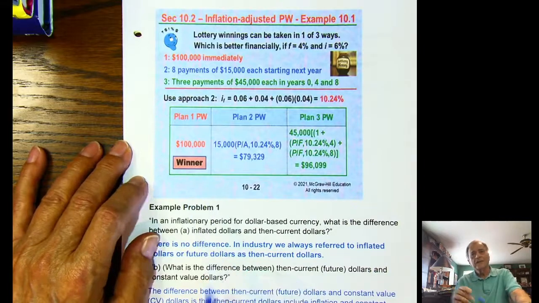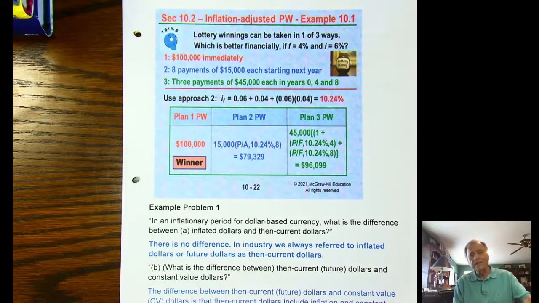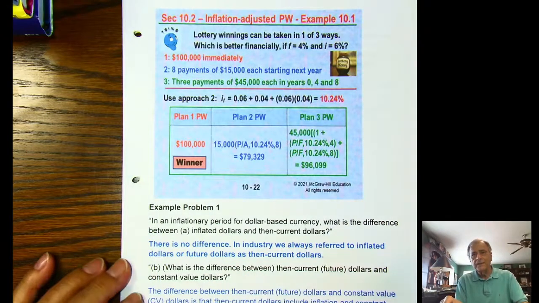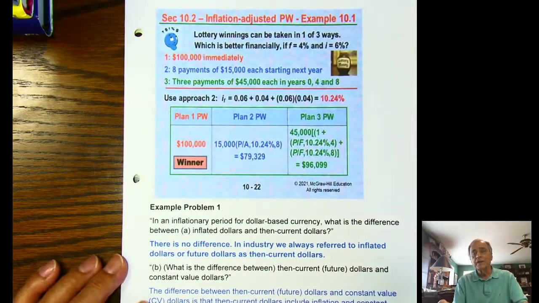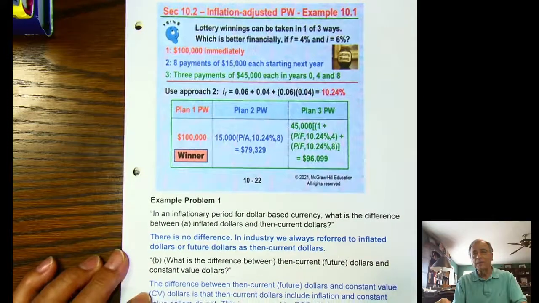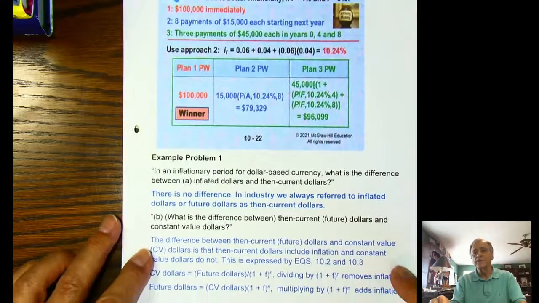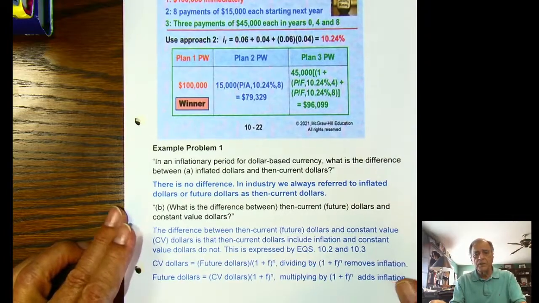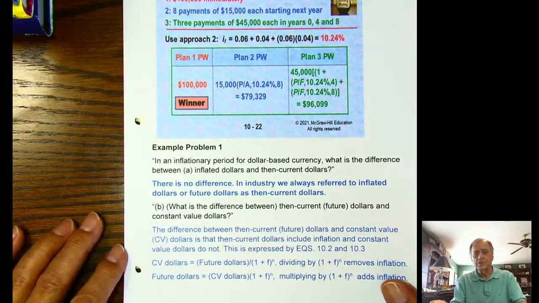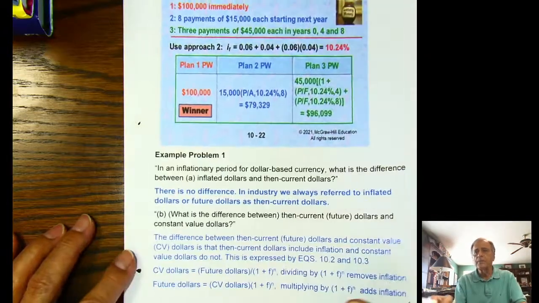Of course, that is before income taxes. So the outcome after income taxes might be a little bit different, and we'll learn a little bit about income taxes in Chapter 13. But for now, I want to look at a couple of problems just to solidify this theory.